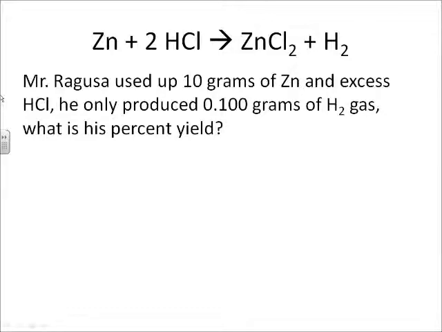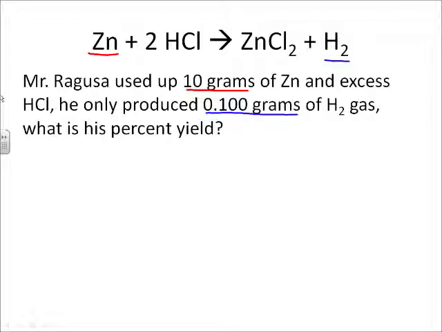Alright, now I took a couple measurements in the lab, so we're going to use those to try and figure out how much of the hydrogen gas we produced and how much we should have produced. So from those measurements, I started off with 10 grams of zinc, and in the end I was producing the hydrogen gas. That's what I'm trying to measure. I was also producing the zinc chloride, but I can't really measure that. I produced 0.1 grams of the hydrogen gas. So what the question here is asking is, what is the percent yield?